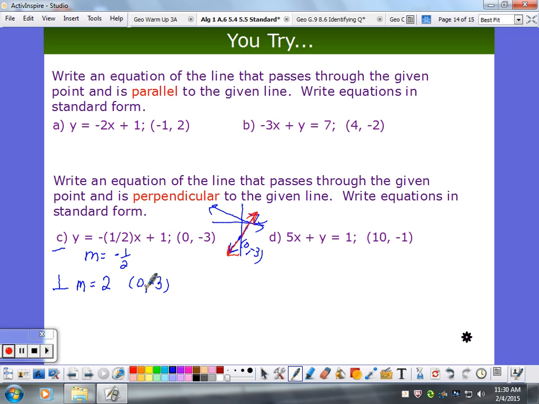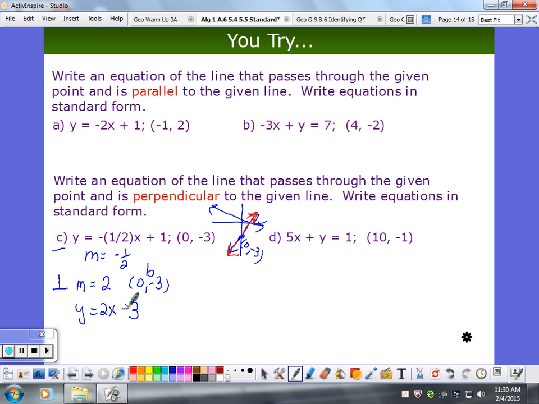I have a point, I have a slope. However, I also have what? The y-intercept right here, isn't it? It starts with a 0, so this one's even easier to write. y equals 2x minus 3. Or use point slope, that's fine, they'll get the same thing.